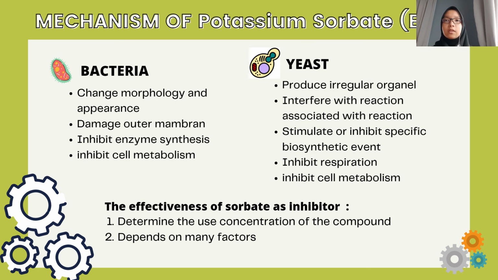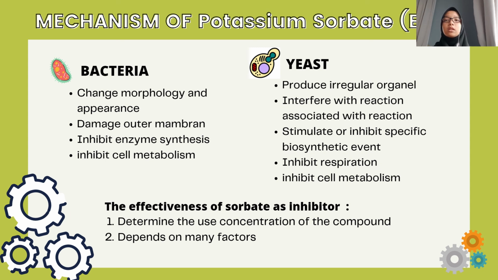For yeast, if yeast are exposed to sorbate, it might produce irregular organelles such as irregular nuclei, mitochondria of different sizes, dense phospholipoprotein granules, and vacuoles. It also interferes with reactions associated with formation, such as the formation of the cell wall and cell division. Next, sorbate might incorporate into certain cell structures and stimulate or inhibit specific biosynthetic events in the cell. It also inhibits respiration in yeast by competing with acetate at the site of acetyl coenzyme A formation.